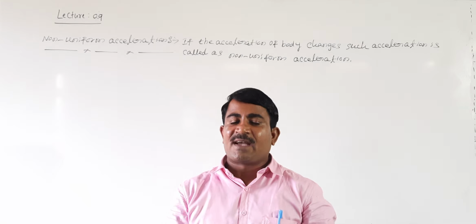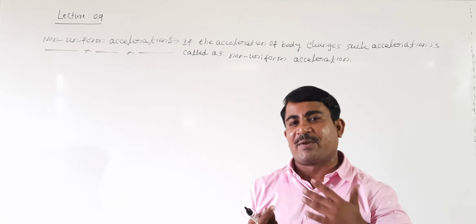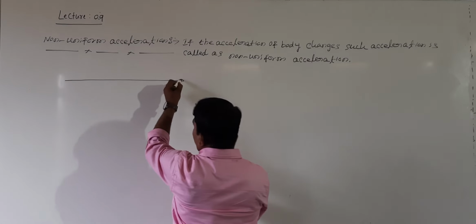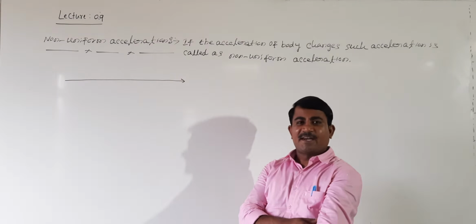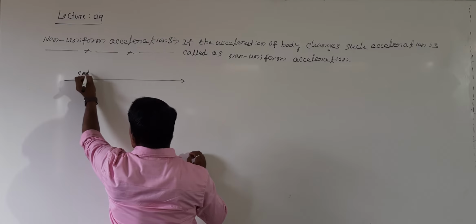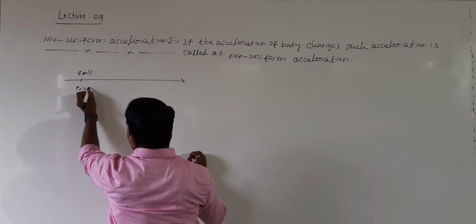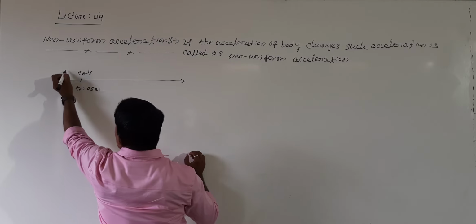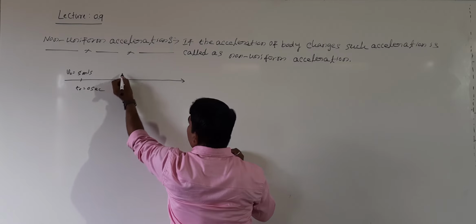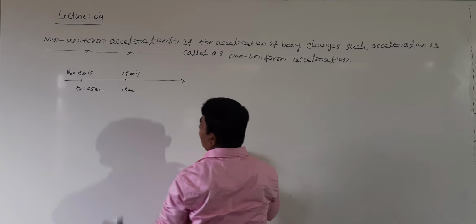Then how to take an example for non-uniform acceleration? The acceleration of the body must change at every point. Shall I take an example again? Consider an object moving along a straight line. This is the straight line motion of the body. At this point velocity may be 5 meters per second, in the t0 interval, that is 0 seconds. Say this is the velocity v0. Here velocity may be 15 meters per second in the time interval, 1 second.